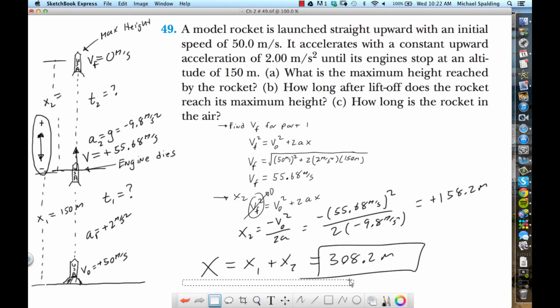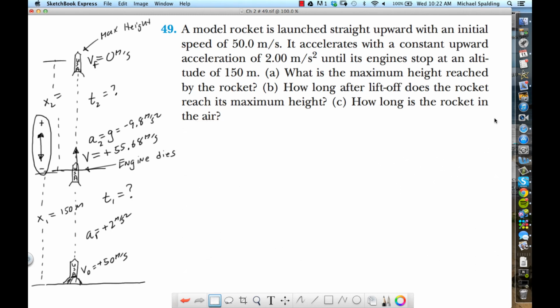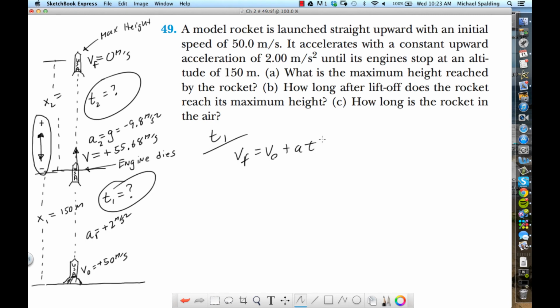So I'm going to erase all this because I need more room. Everybody got that? So now we're solving for how long after liftoff. So we have to solve for T1 and T2. So it's just multi-step. Okay? So how do we get T1? I would go VF equals V initial plus AT.